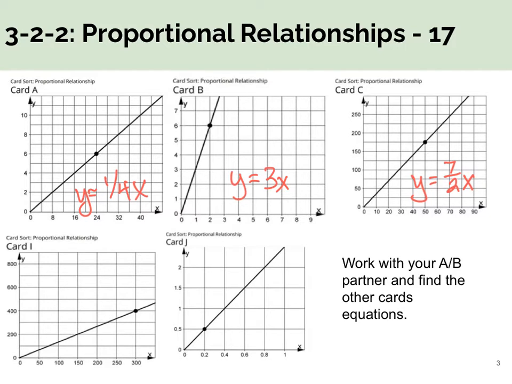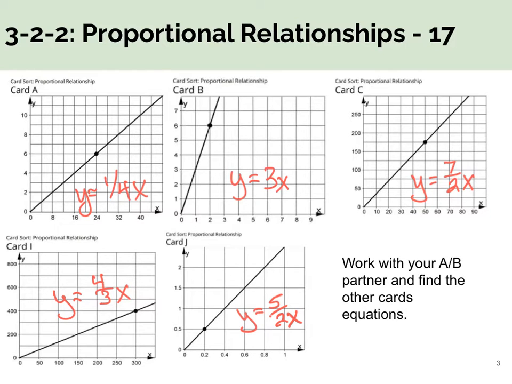I do want it as an improper fraction. I'm being really picky right now because it's going to help us later on when we're graphing. And then card I, yes, I know it's out of order, is y equals 4/3x. Yes, I know that's 1 1/3, but again, I want it as an improper fraction. And then the last one is y equals 5/2x. So these are all the equations that you should have gotten.